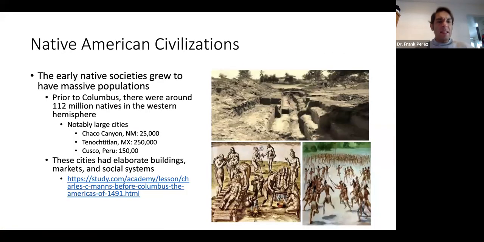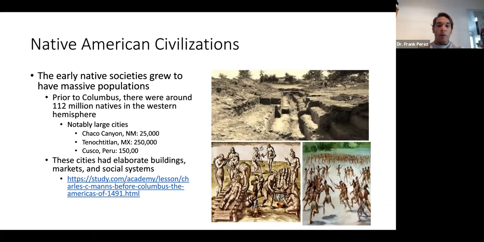So these native societies grew to have massive populations prior to Columbus. And the best estimates that I've seen is that there were around 112 million native peoples in the Western Hemisphere. So that's from the northern tip of Alaska all the way down to the southern tip of Chile, right? So we have to consider all of that as Native Americans, right? Although America has kind of taken ownership over the concept of American, really all people of the Western Hemisphere are of the Americas, right, or American.